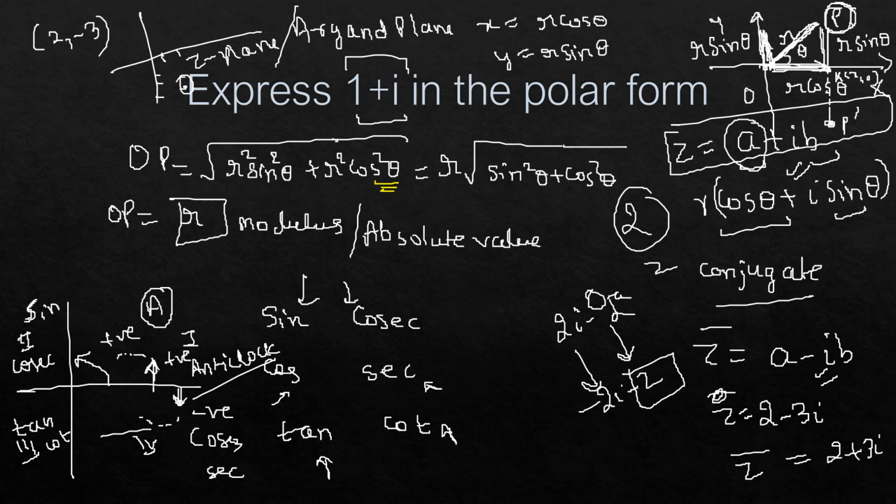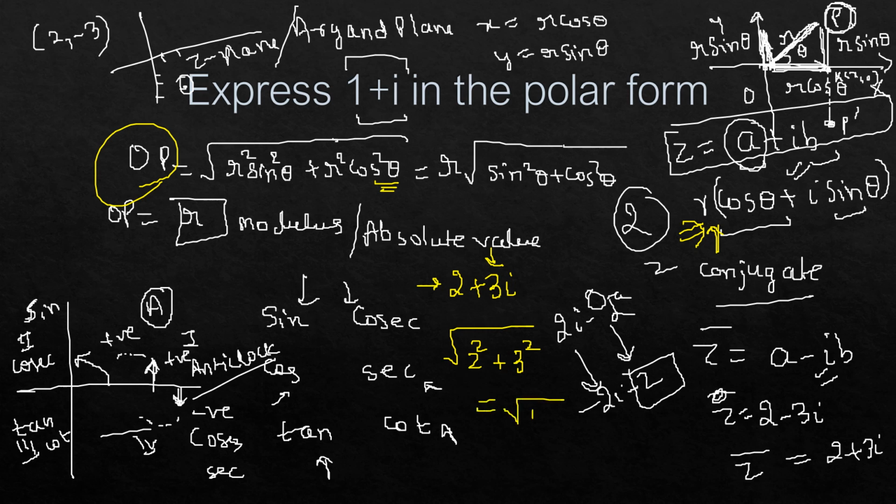If I'm saying that this is the polar form, r cos theta plus iota sine theta, we can find out r. How? Let's say I have 2 plus 3 iota. What is r? R is modulus, which can be obtained by squaring the real part and then squaring the imaginary part. What will we get? 2 square is 4, 3 square is 9, 9 plus 4 is 13. So this is the modulus, this distance. Okay? But what about theta? How can we get that?